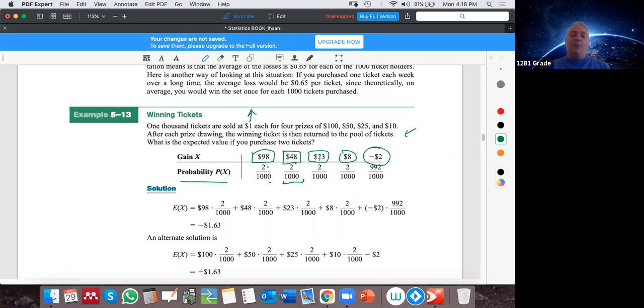Here, when you are losing, it means that you have already spent $2 and you do not have anything in your hand. So you lose. These are the ways to win this prize. Since 2 times you are getting a ticket, the chance is 2 over 1,000.